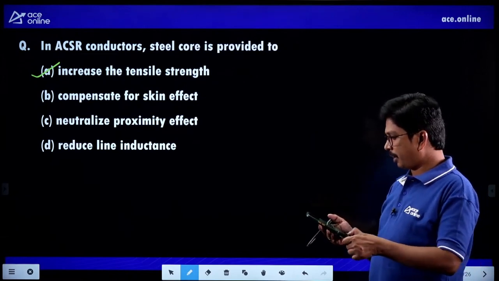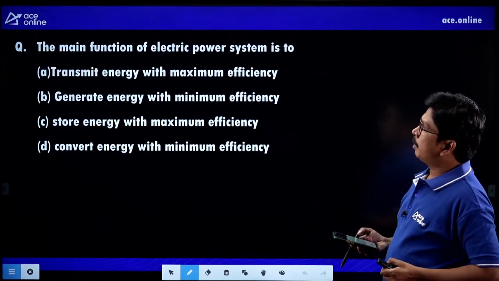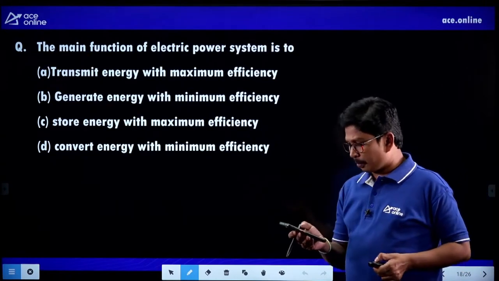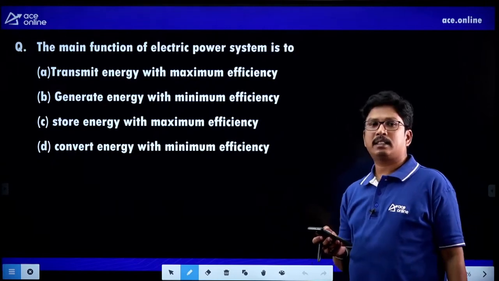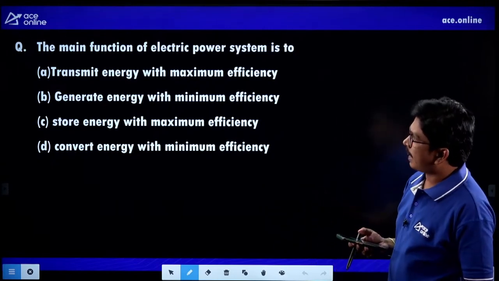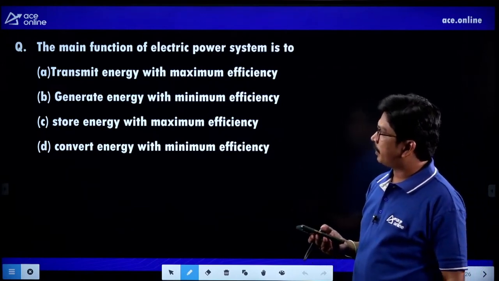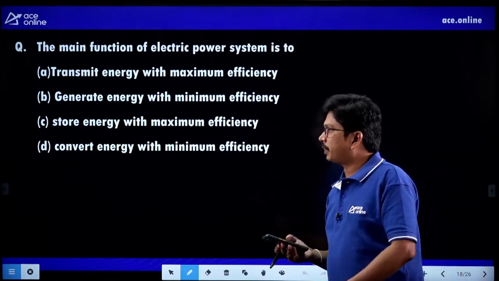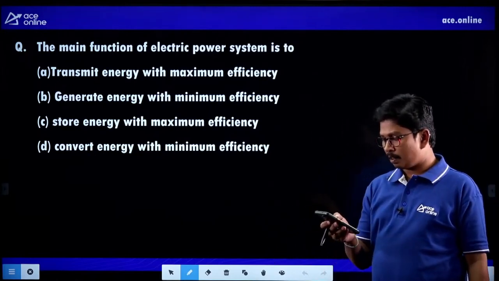Next question. The main function of an electric power system is to: transmit energy with maximum efficiency, generate energy with maximum efficiency, store energy with maximum efficiency, or convert energy with minimum efficiency. So what should be the answer?